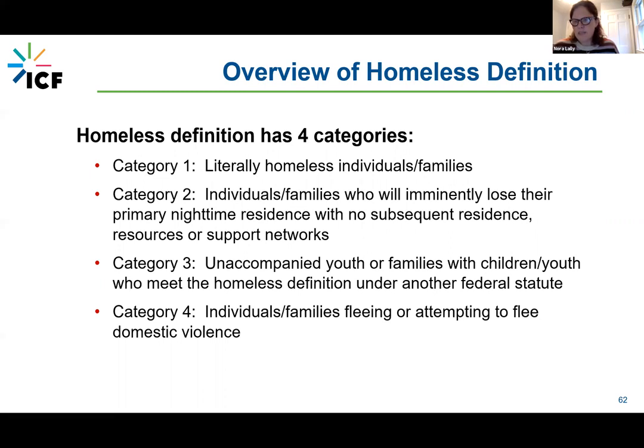Households that are fleeing or attempting to flee domestic violence also have to have no other residence identified, and also have no resources or support networks to maintain other housing. So the idea is that it's people who are in unsafe situations and have no other resources. That is when category 4 applies. And the eligible components for the ESG program include outreach, emergency shelter, and rapid rehousing.